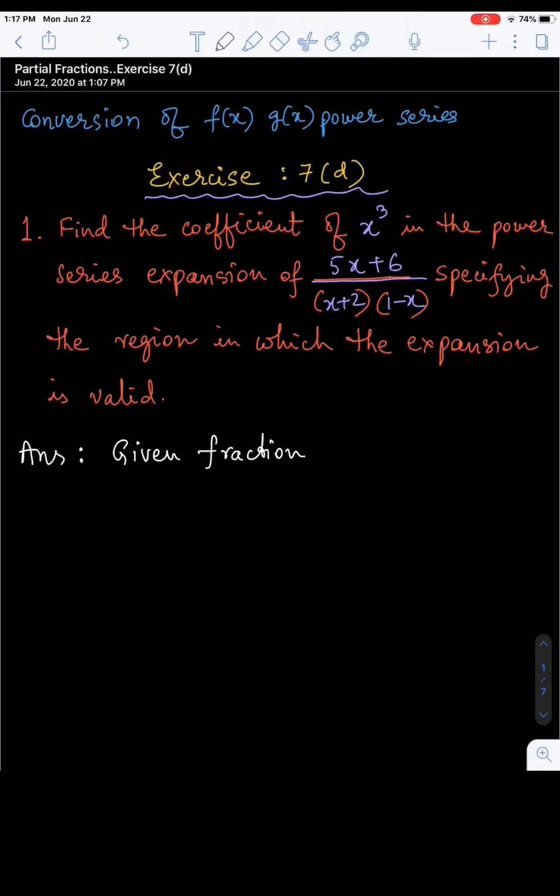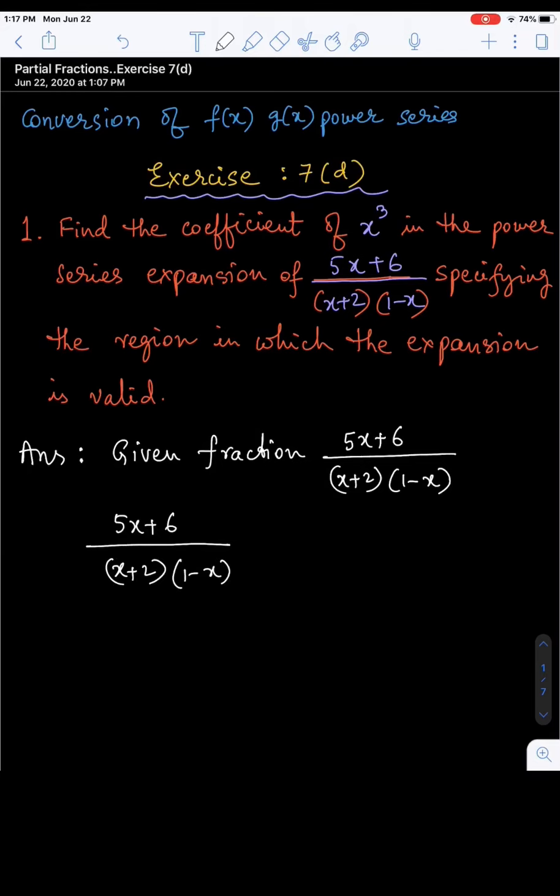The given fraction is what? (5x plus 6) by (x plus 2) into (1 minus x). Here this is equated to a by the first one plus b by the second one.